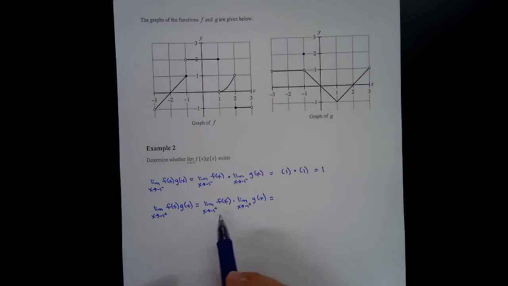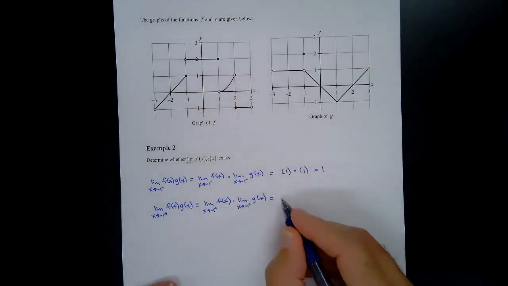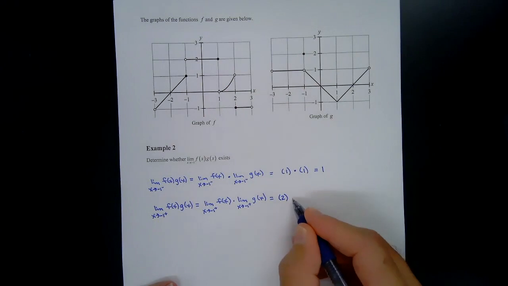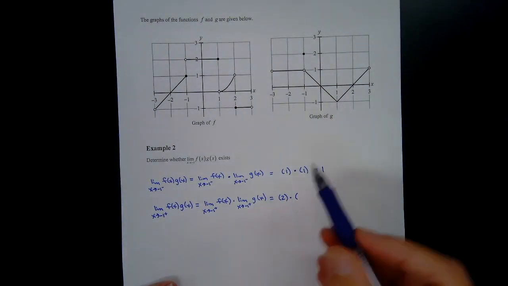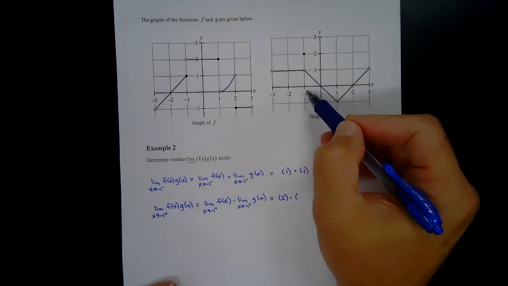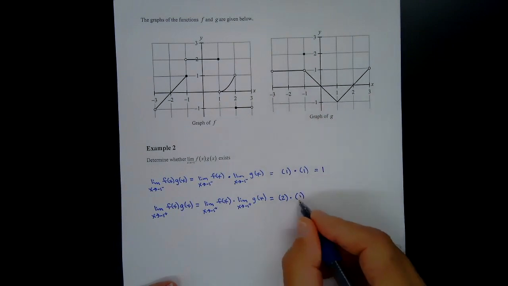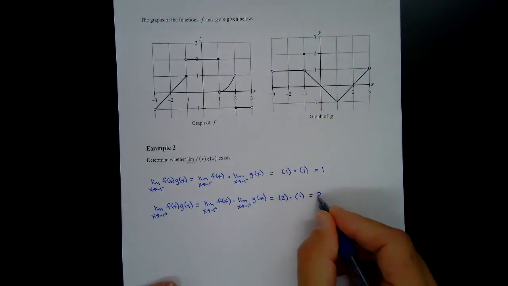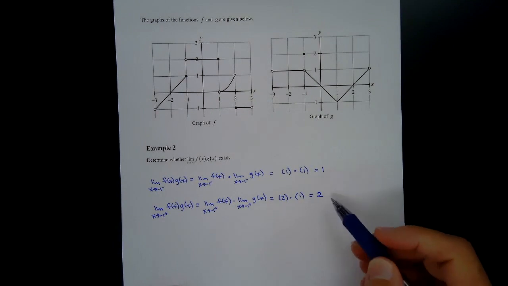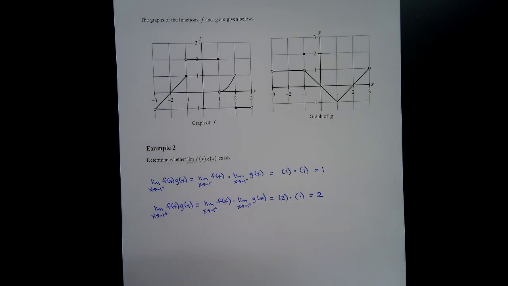And so -1 from the right, so we're going to approach -1 from the right. So this one would be 2. And then times this one, -1 from the right. Here's -1, so we're going to approach it from the right, so that'd be 1. And this would be 2 times 1, which is 2. These aren't the same, which tells you that this limit doesn't exist, because these one-sided limits have to agree. The left-hand limit and the right-hand limit have to agree.